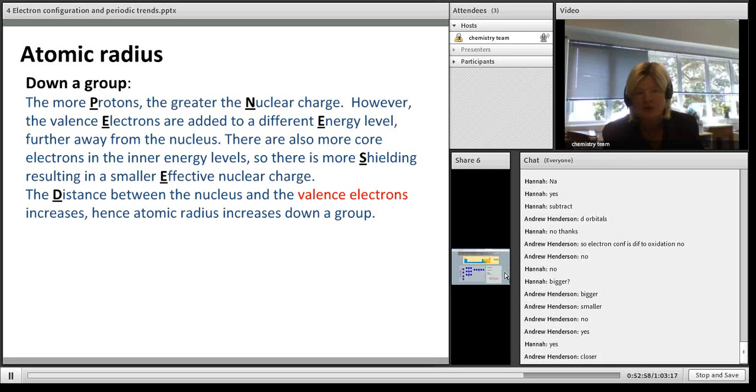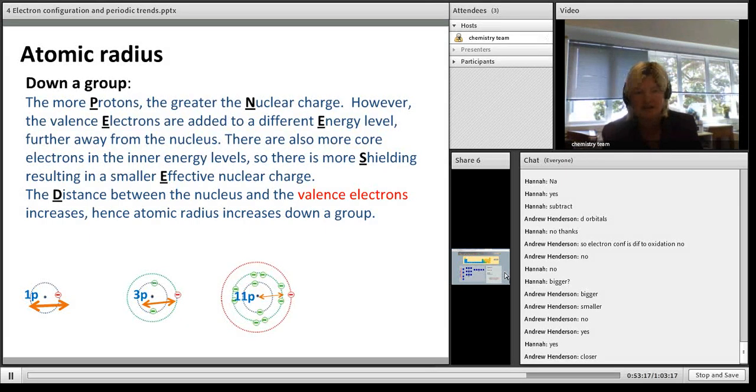Right, down a group, that is the sort of thing you have to explain, so that would be an excellence answer. You're talking about the valence electrons, and can you see those pins on there? Protons, electrons, energy levels, effective nuclear charge, shielding, and distance.